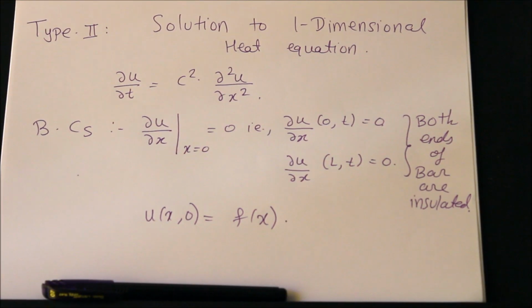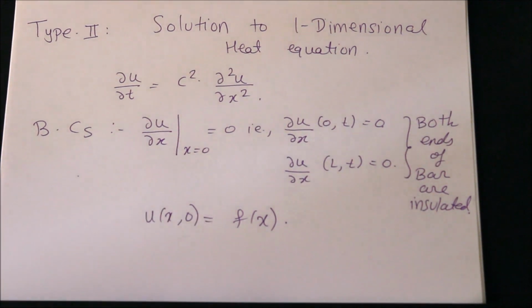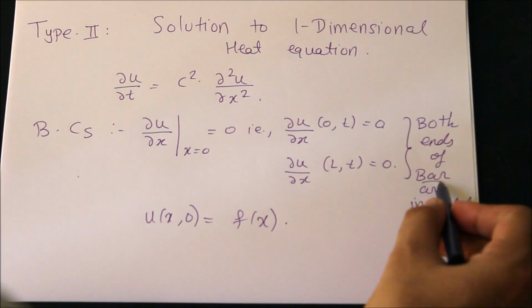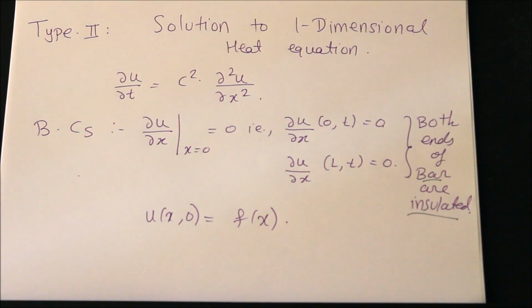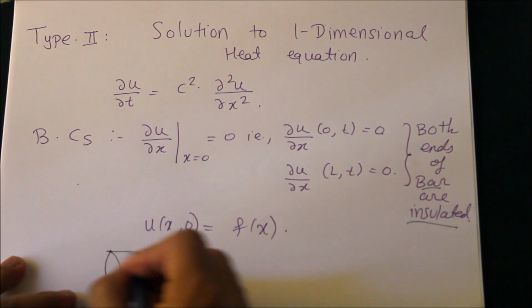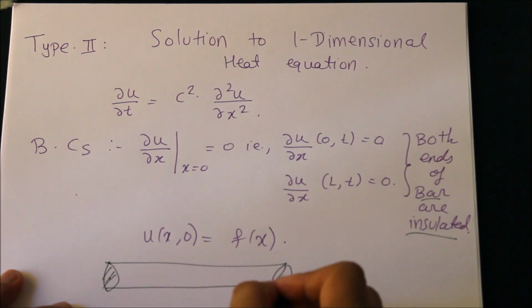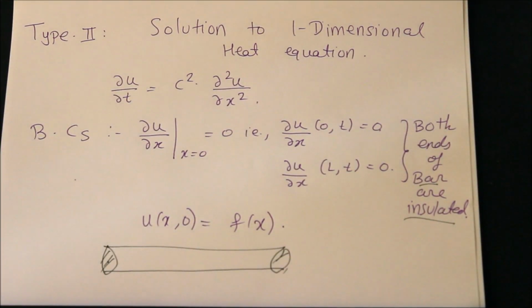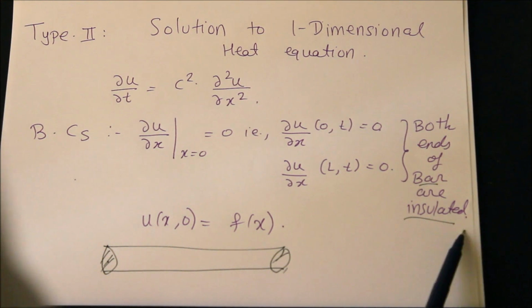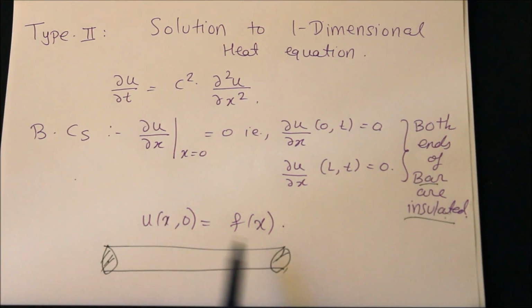Hello everyone. Today we are going to discuss the solution of the one-dimensional heat equation in which both ends of the bar are insulated. So what was in type 1? In type 1, if you have a rod, both the ends had temperature 0. In this scenario, both the ends of the bar are insulated.